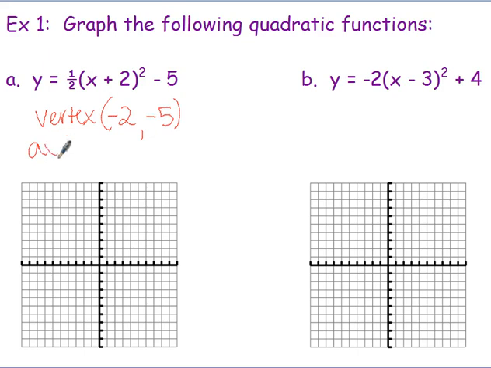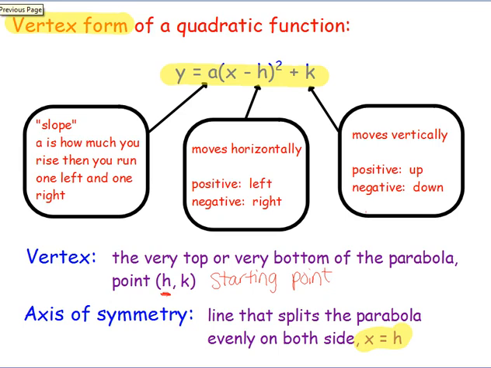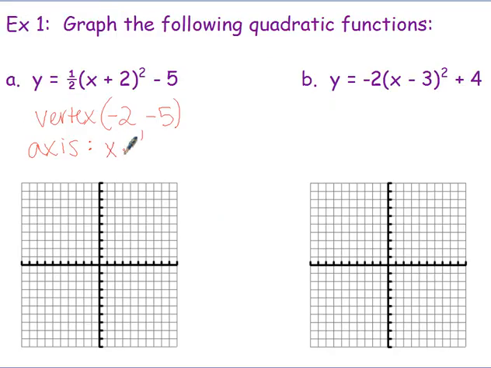The axis of symmetry is always x equals the h, or the first number here. So it is automatically x equals negative 2. We slide that x value down there. And then the other thing we need is our slope. Well, our slope is this a value, but remember, that's how much we go up or down. We automatically go left and right 1. So the denominator is automatically 1.